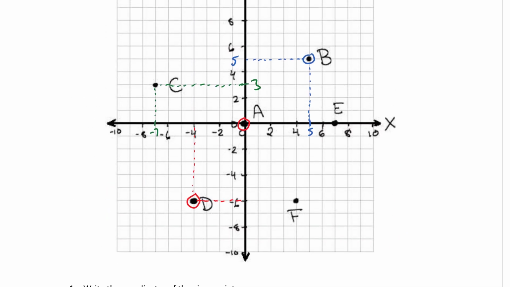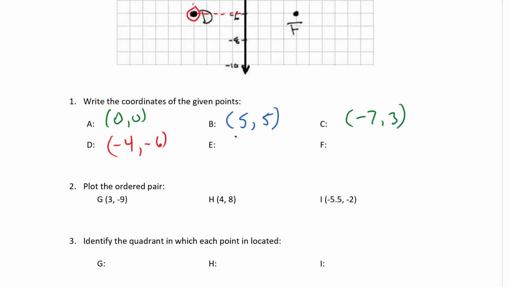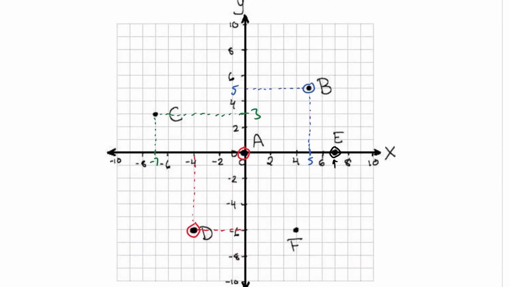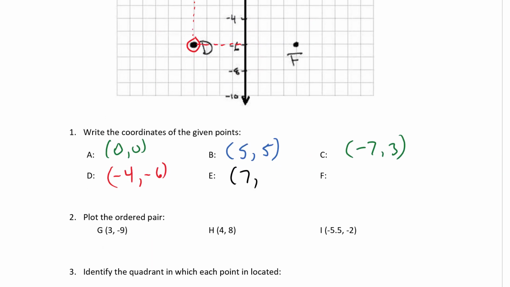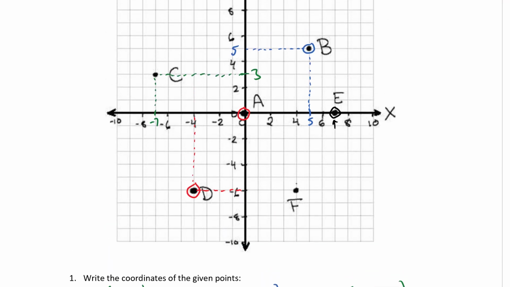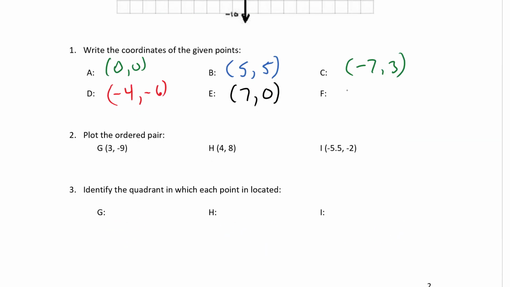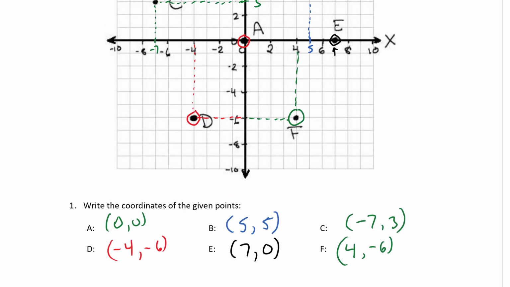We then have our E-coordinate. E is located right on the axis. It is at +7. What is the y-coordinate, however? It doesn't go up or down from that axis, so there is no y-coordinate. Well, there is. It's 0. Finally, F. We have an x-coordinate of 4 and a y-coordinate of -6. 4, -6. I'm hoping this is a review for most of you.